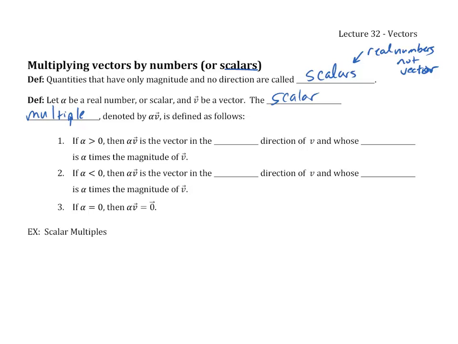If alpha is a positive number, then alpha v is the vector in the same direction as v, whose length is alpha times the magnitude of v. So like 2v would be in the same direction as v, only twice as long as v. If alpha is a negative number, like say negative 2 times v, then the only difference is we still have the same scale of the length, but we're going in the opposite direction.